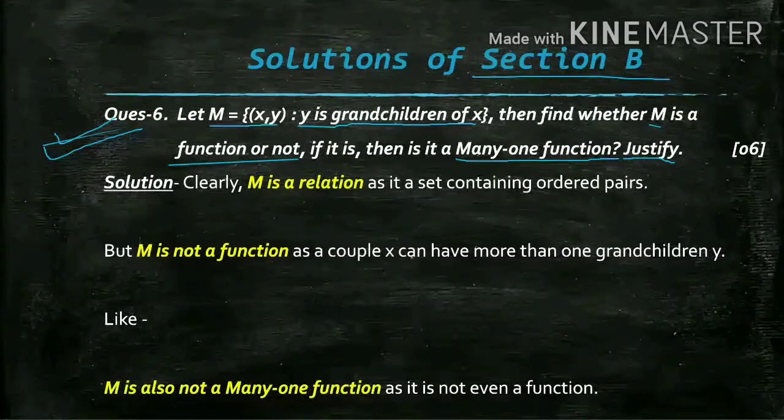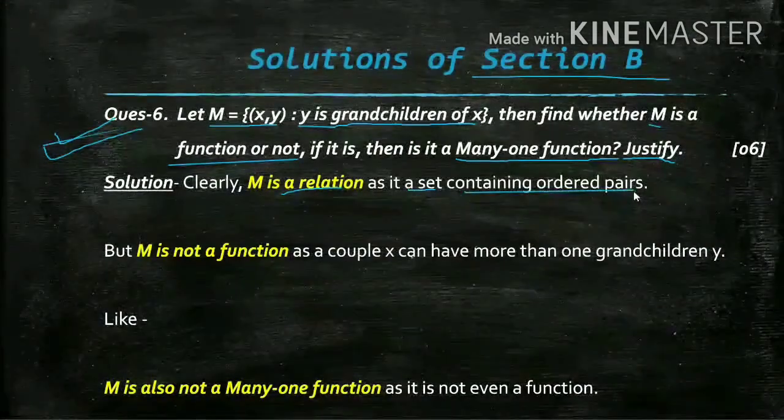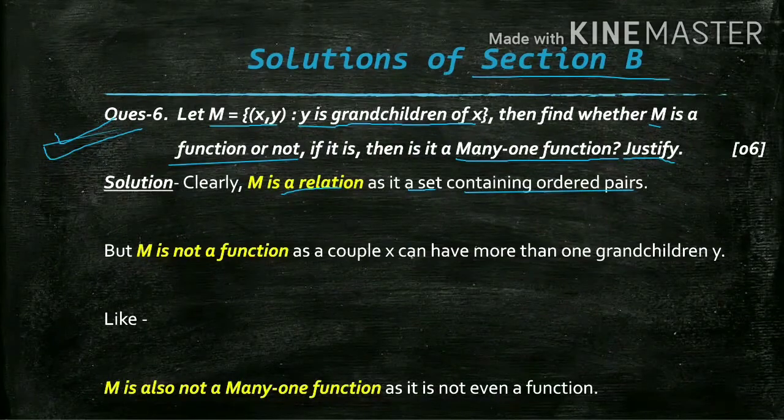Okay. So firstly, it is clear that it is a relation. You need to give the reasoning that it is a set which contains the ordered pairs. Clear? But it is not a function. Why?